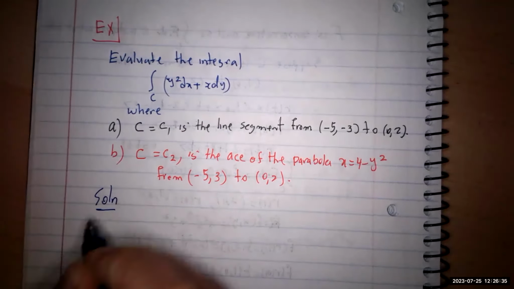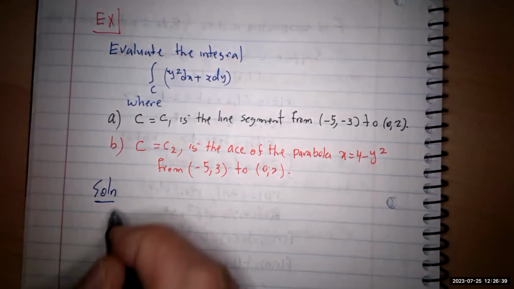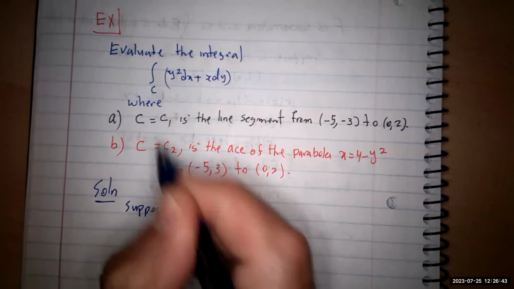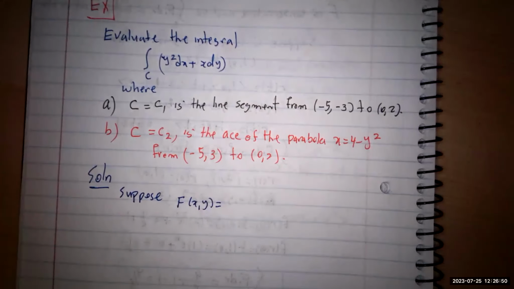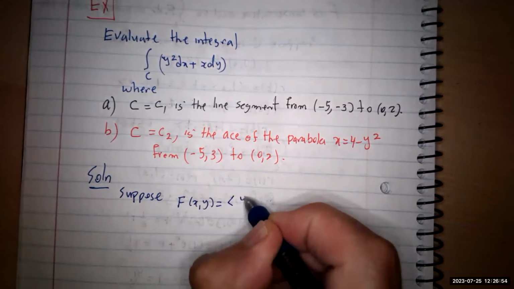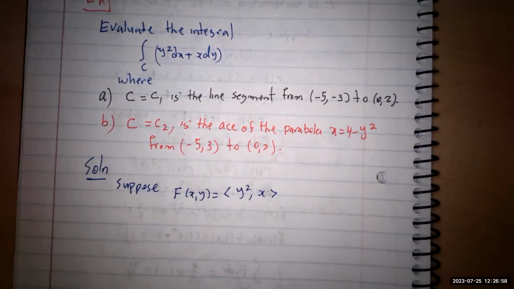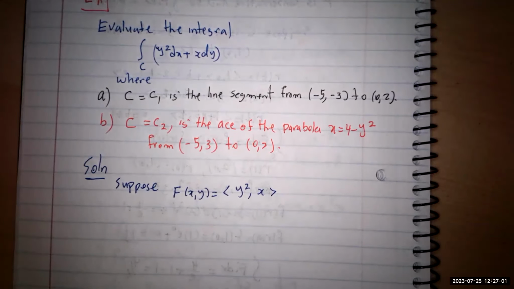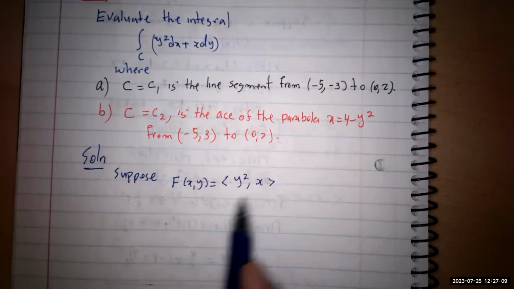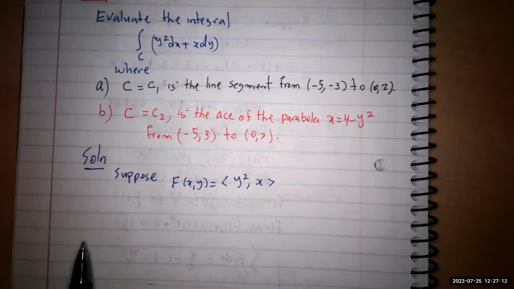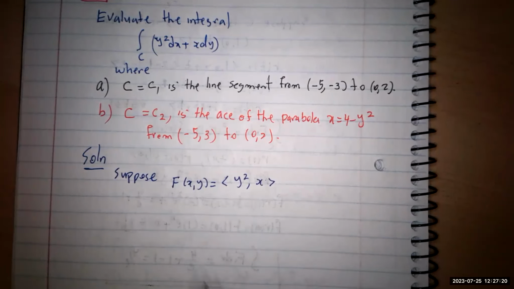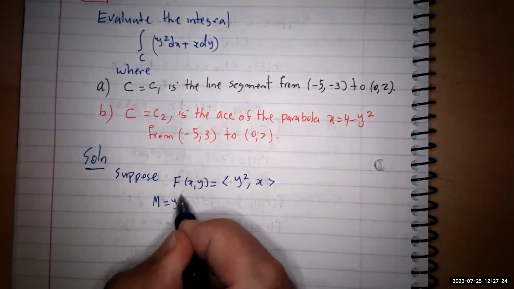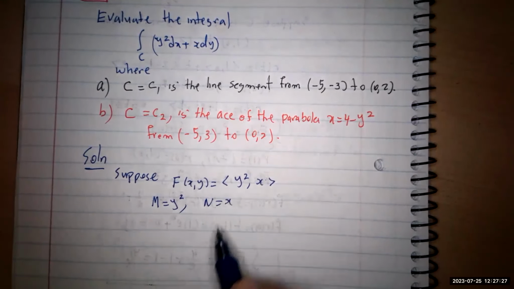So the solution is to introduce the function. Suppose your function F is in this format, a function of two variables, so the components are going to be y squared and x. Then you want to check to see if it's conservative. You can check the condition if you like. Remember, when it's a two-variable form, it's easy to check the conditions. You can call these M and N, though it would be fine using different notation. M is y squared and N is x.